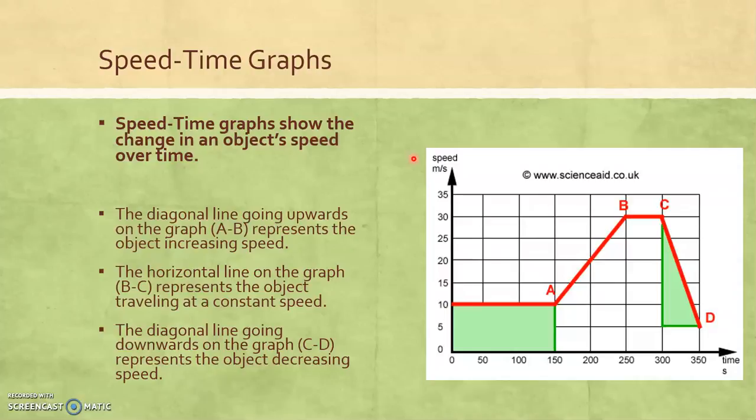So the diagonal line going upwards from A to B represents that the object is increasing speed. It started at 10 meters per second, and over this many seconds, it's now up to 30 meters per second. The horizontal line on the graph from point B to point C represents the object traveling at a constant speed. So over this time interval, it's constantly traveling at 30 meters per second. Now from C to D, the diagonal line going down represents that the object is decreasing speed. So it goes from 30 meters per second, slows down to 5 meters per second.